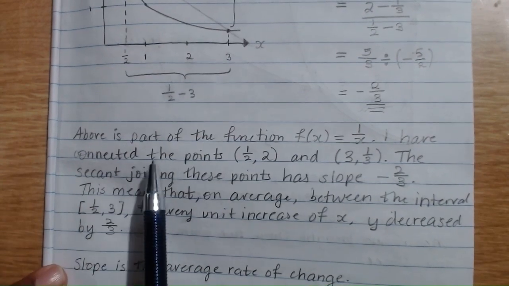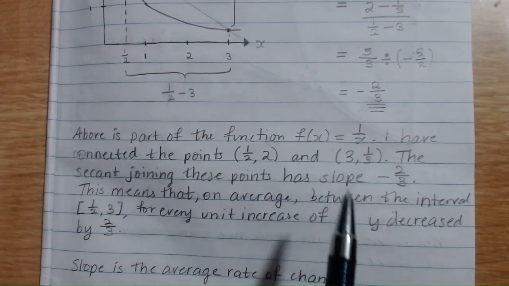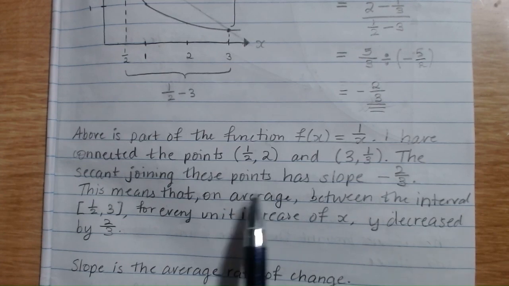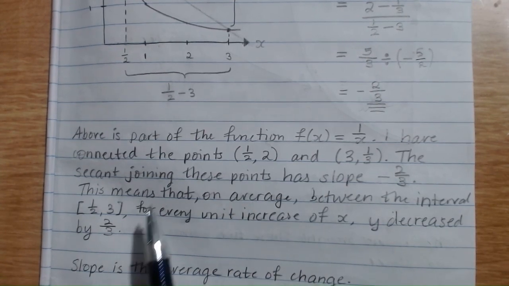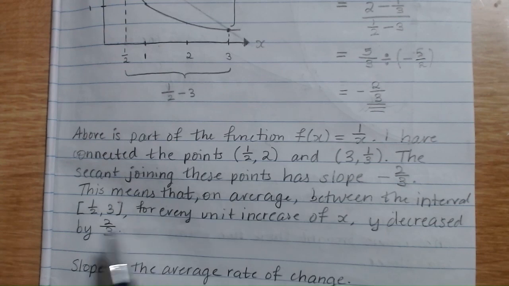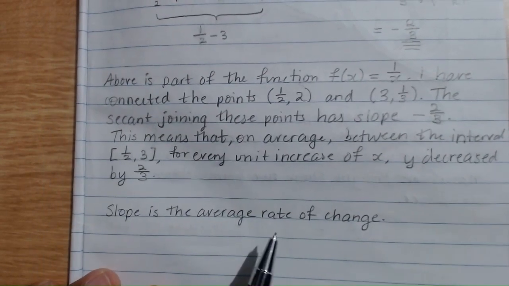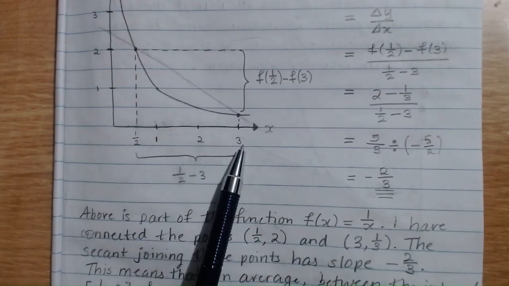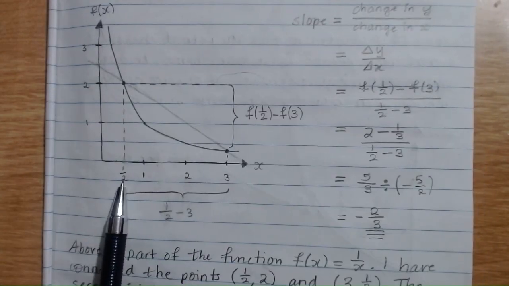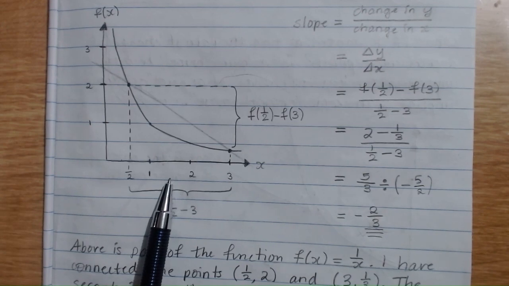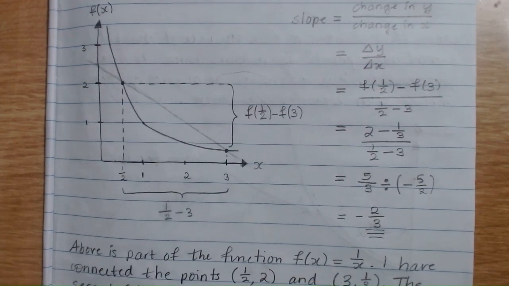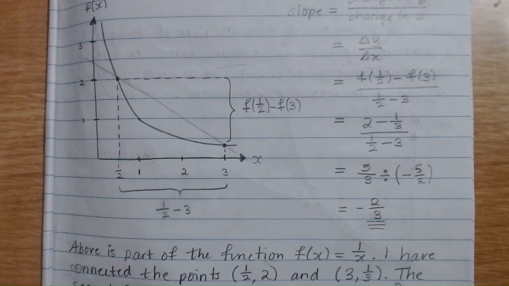So above is part of the function f of x equals 1 over x. I have connected the points half, 2 and 3, 1/3. The secant joining these points has slope minus 2/3. This means that on average, between the interval half to 3, for every unit increase of x, y decreases by 2/3. Slope is the average rate of change. So over this interval, on average, for every unit increase in x, y decreased by 2/3. That's what the slope means. It's the average rate of change over an interval.